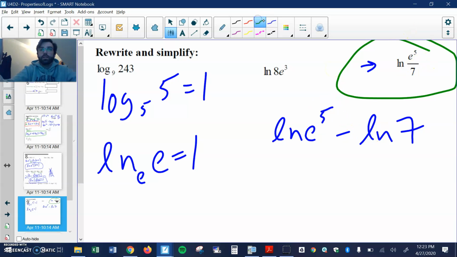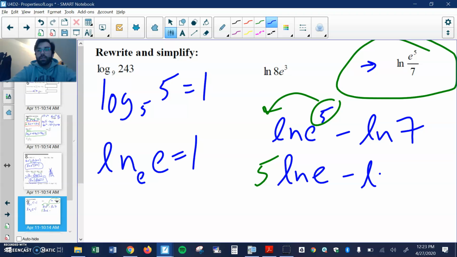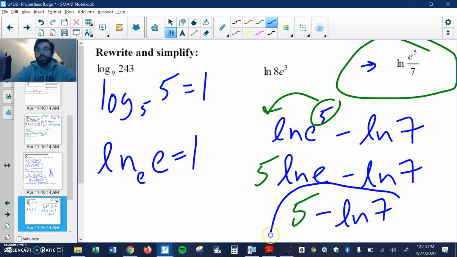5 is here. Drop it like it's hot to the front. 5 natural log of e minus the natural log of 7. Well, if I take the natural log of e, that's just 1. So 5 times 1 is 5 minus the natural log of 7. And that's what I would write if I were to simplify that one.